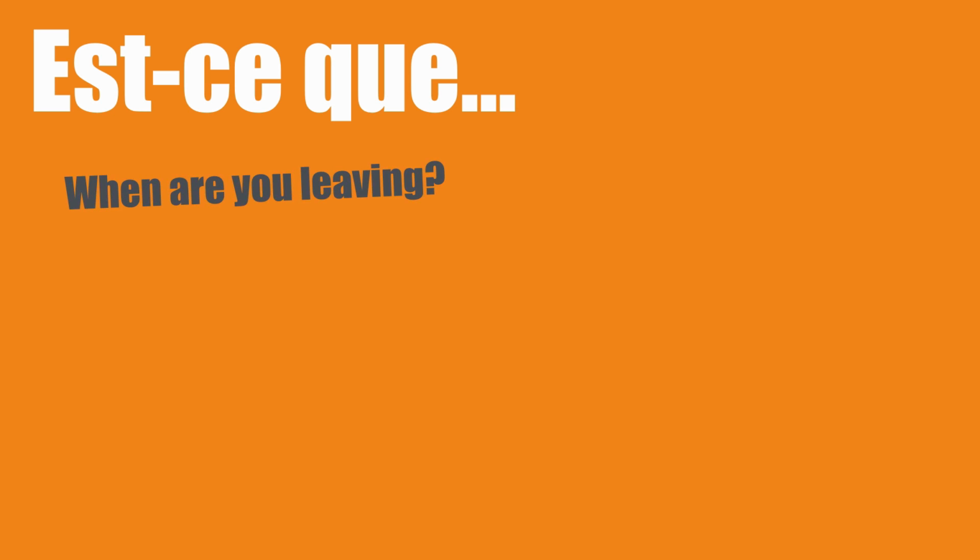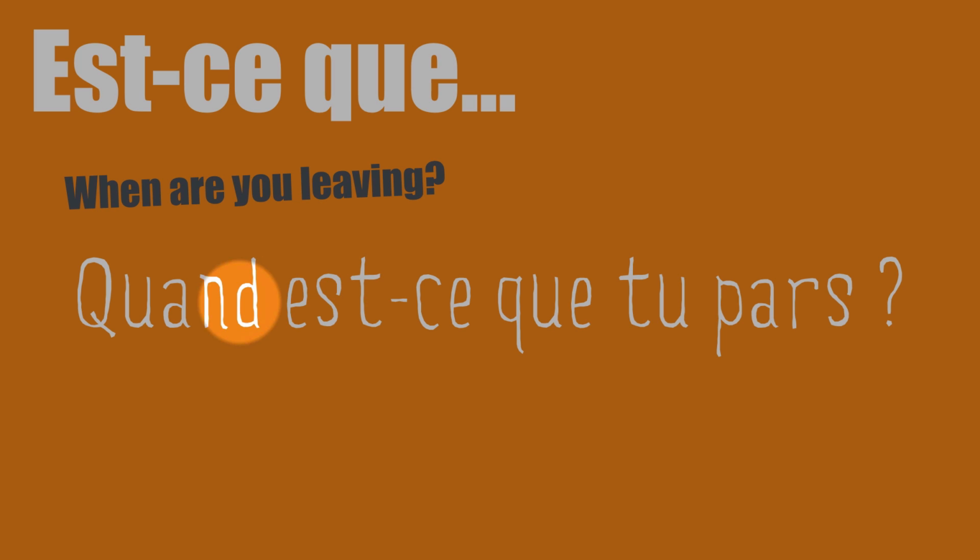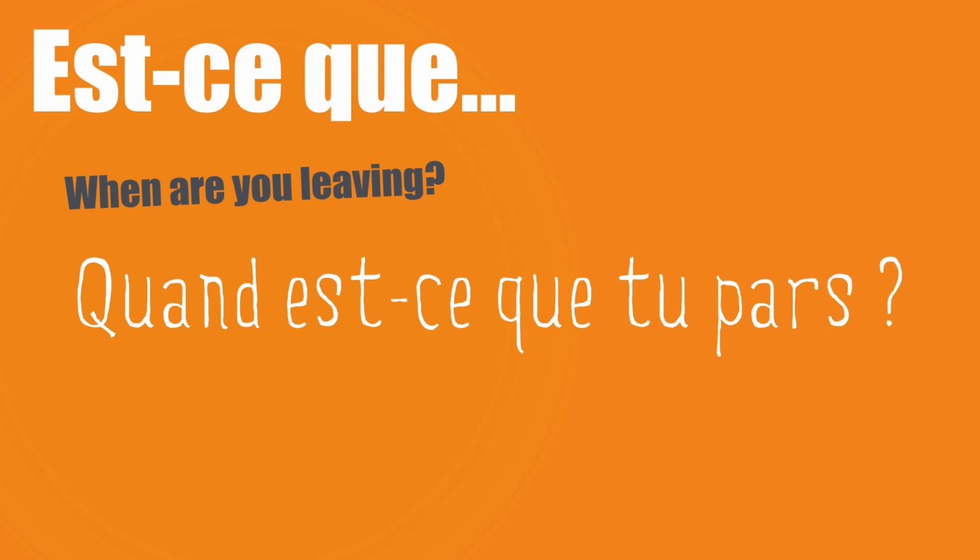When are you leaving? So how can you say that using when, which is quand in French, and with est-ce que? Quand est-ce que tu pars? So let's explain here the pronunciation, as we've got some different things. For example, here we've got a liaison between the word quand and est, and when we've got a d, the pronunciation is like a t. Quand est-ce? Quand est-ce que tu pars?